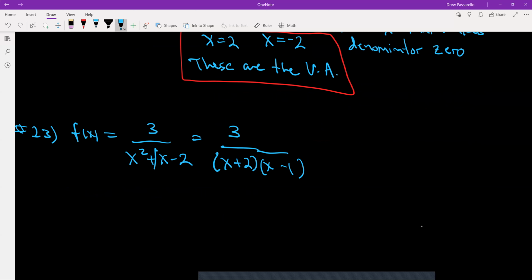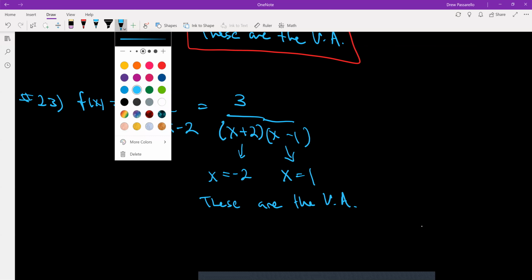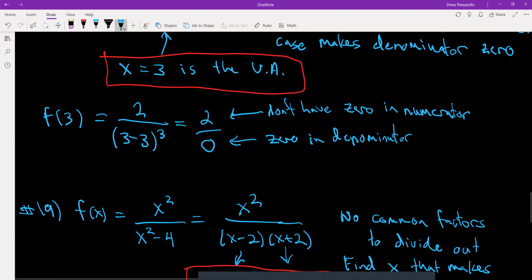And there are no common factors to divide out, so I go ahead and find the x values that make the denominator 0. This one would be x is negative 2, because negative 2 plus 2 is 0. This one is going to give me x is 1. All right, and these are the two vertical asymptotes. So really all of this is a review from algebra. There's really nothing new here.